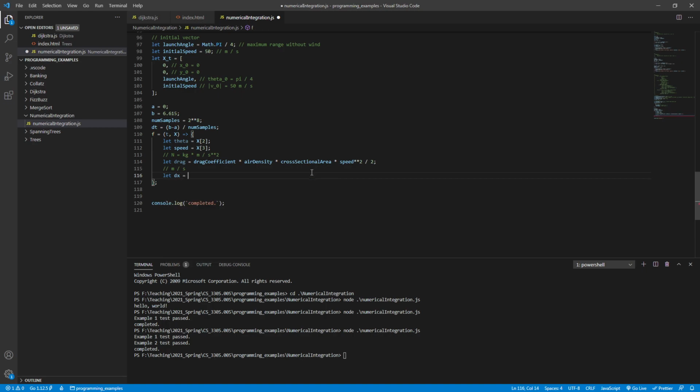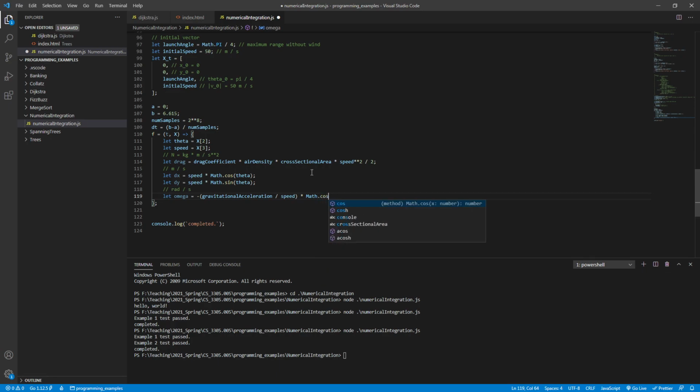Our dx is going to be the speed times the cosine of the angle. Our dy is going to be the speed times the sine of the angle. And the angular velocity, the radians per second, is going to be the negative of the gravitational acceleration divided by the speed times the cosine of the angle.